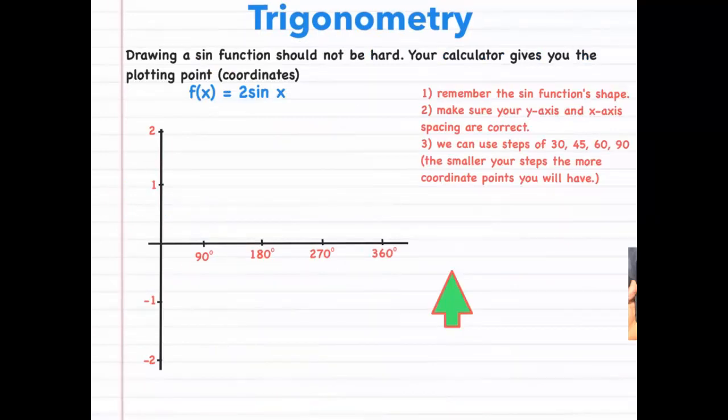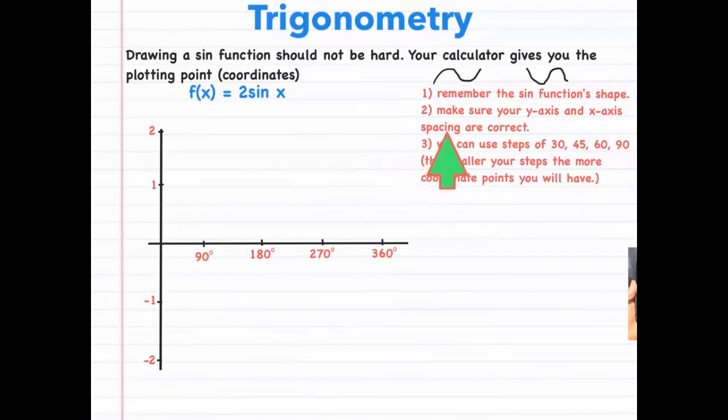Now we are going to learn how to draw a sine function. Now, drawing a sine function should not be hard. Okay, your calculator gives you the plotting points and the coordinates, and I'll show you how to do that. So remember the sine function shape. Okay, it has 2 shapes, one when our function is positive, one when our function is negative. Do you remember them? Okay, with a positive one, it looks like this. We have to go up and turn and up again, right?